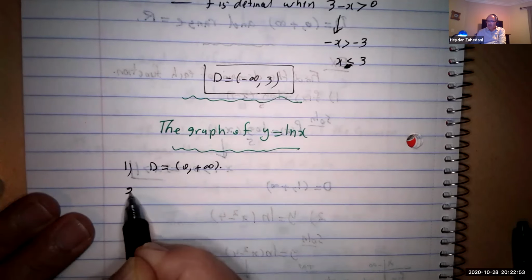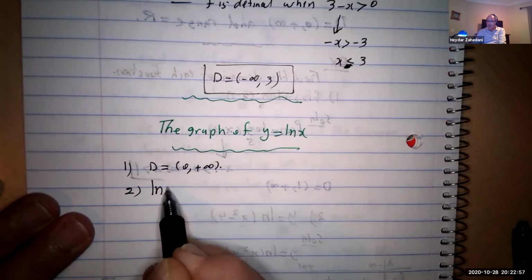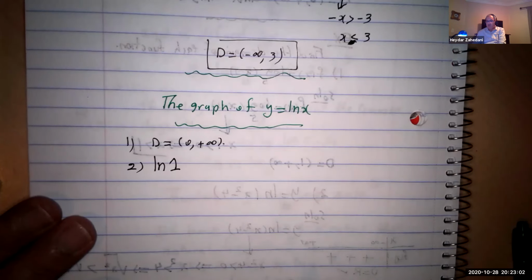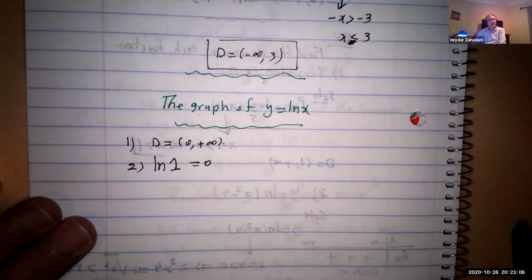Then if you want to find ln of 1, we are going to see it in a minute, but you can use your calculator. Ln of 1 would be equal to 0. This is the 1.